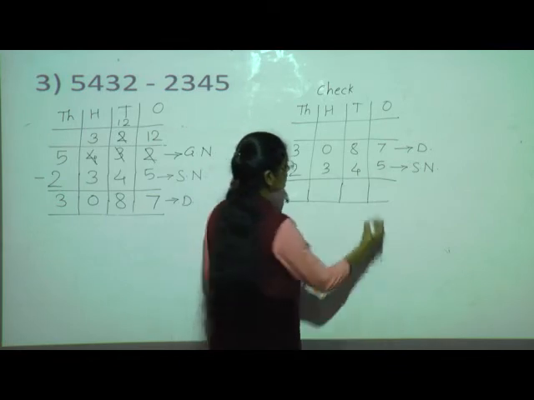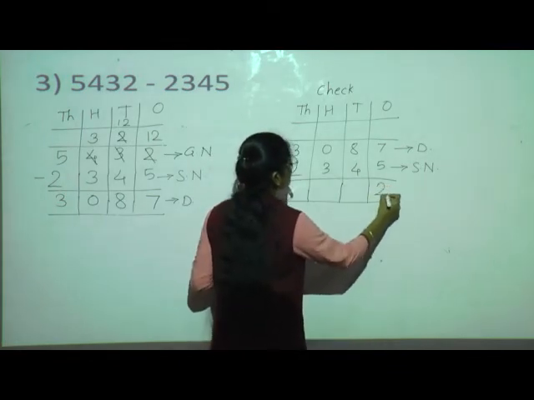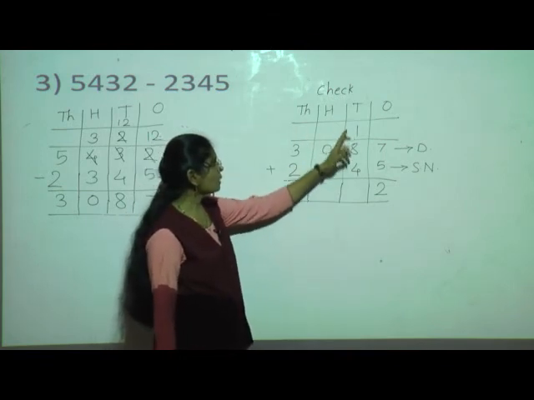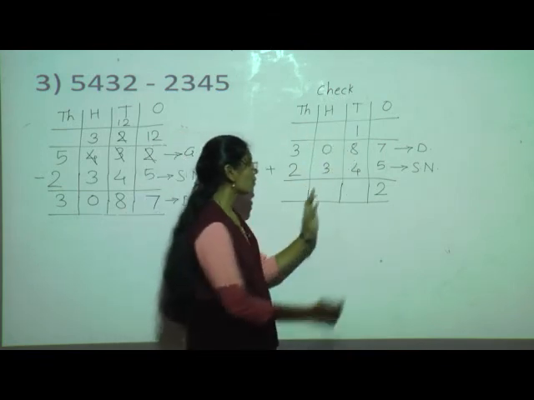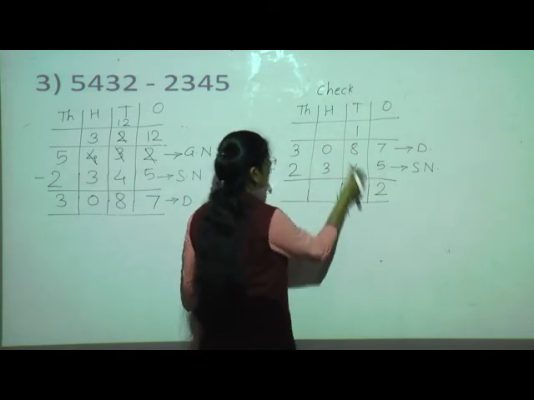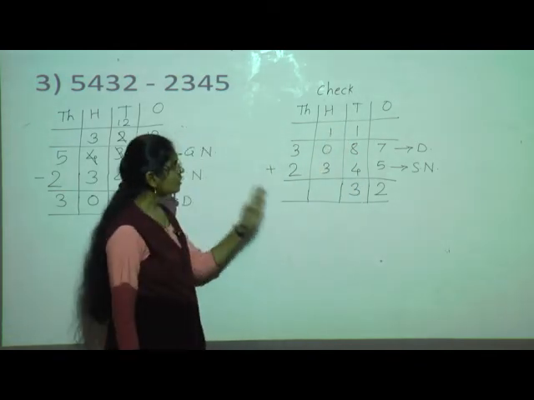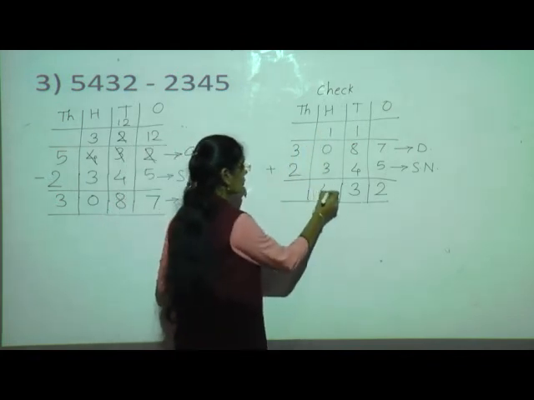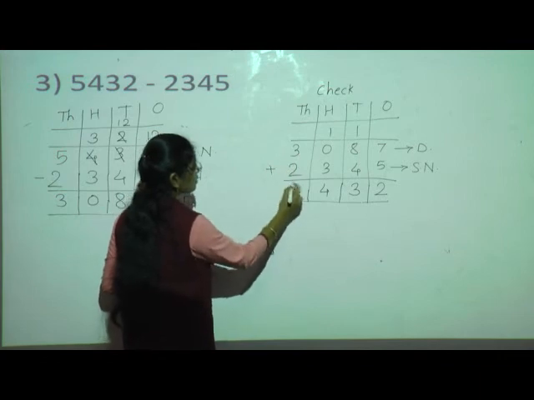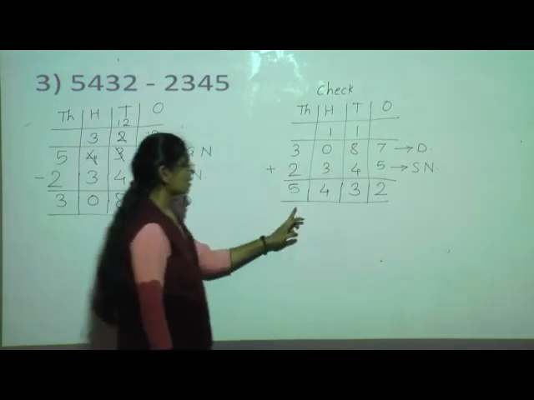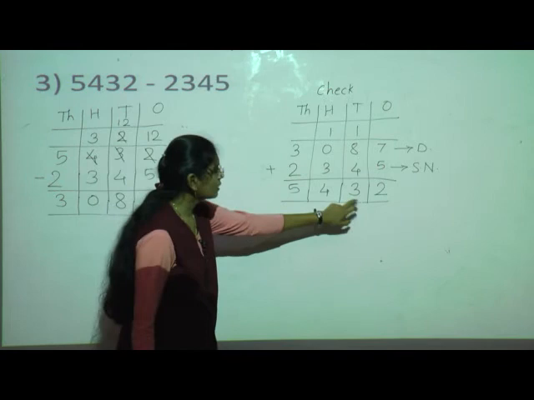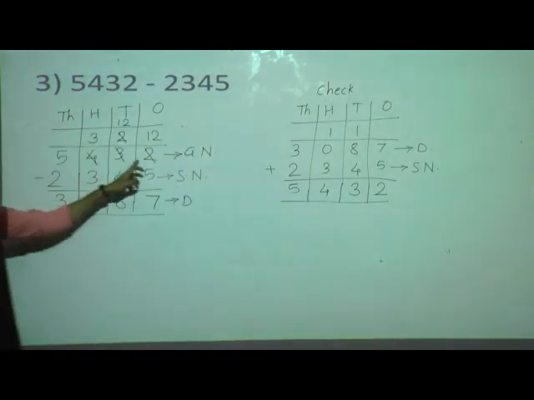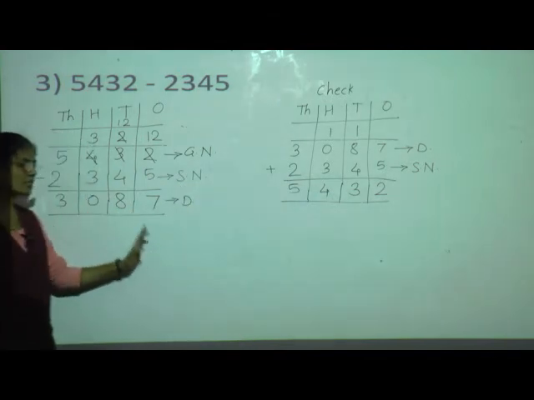7 plus 5, 12. 12 ones means 2 ones and 1 ten. So we will give 1 as a carry to the tens place. 1 plus 8, 9. 9 plus 4, 13. So we will write here 3, and 1 as a carry to the next place. Then 1 plus 1, 2, 2 plus 3, 5. See the thousands place. 3 plus 2 is equal to 5. See the answer is 5432. Now see here the greater number is 5432. Means our answer is correct.